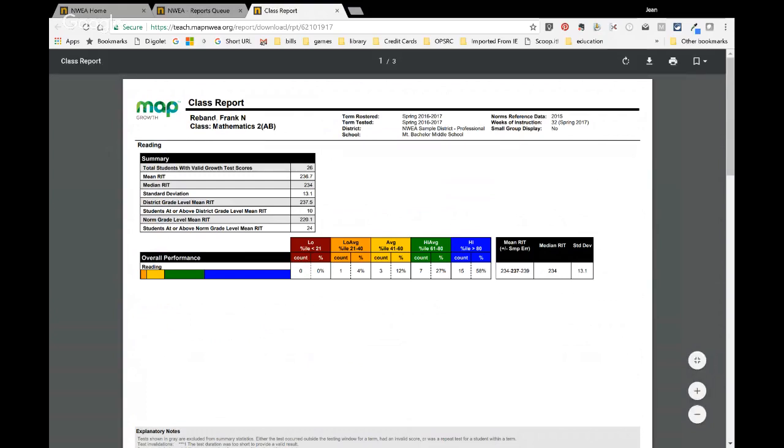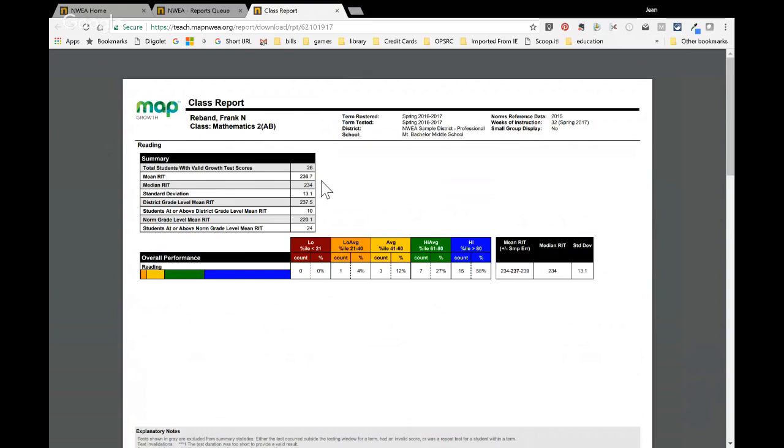We're looking specifically, although this is Mr. Reband's mathematics class, we're looking at the reading scores for the students in his math class. We'll notice that he had 26 students with a valid test score. We're going to look and see the mean and the median RIT, and just take a second to think about which of those might be more accurate for a class of 26 people.